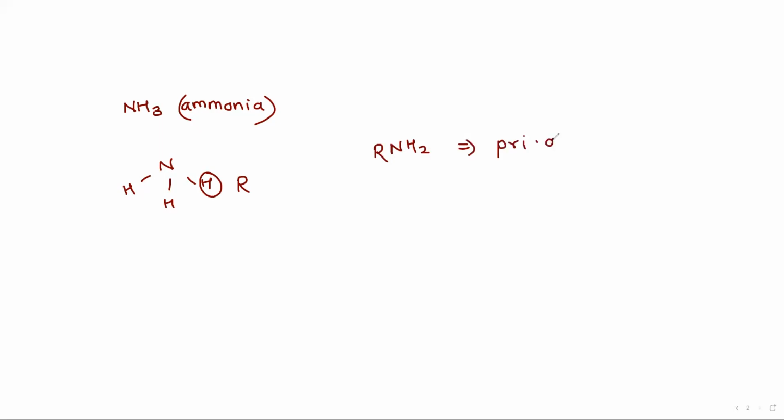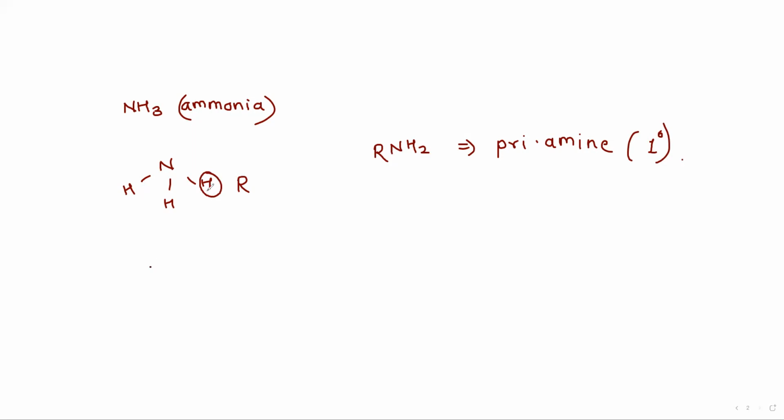Now let's see primary, secondary and tertiary amines one by one. I am drawing the ammonia molecule, which is NH3. There are 3 hydrogen atoms in the structure of ammonia. If I replace one hydrogen by simply R, that is one alkyl group, I will get RNH2, which is called primary amine, or I can depict it as 1 degree amine. Why 1 degree? Because I have replaced only one hydrogen atom and placed an R group in its place.